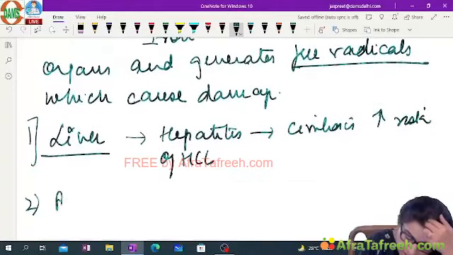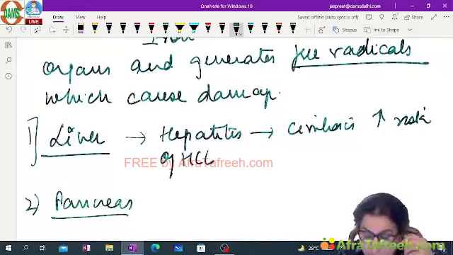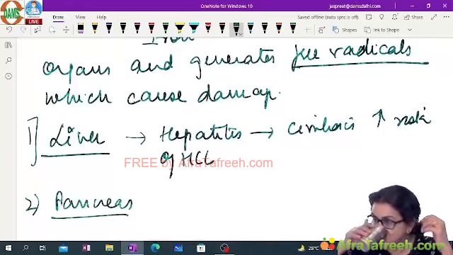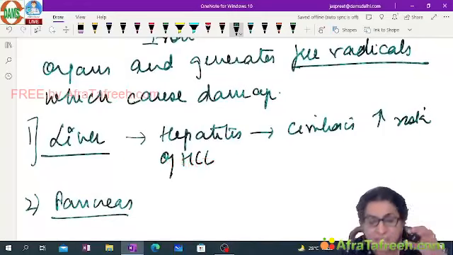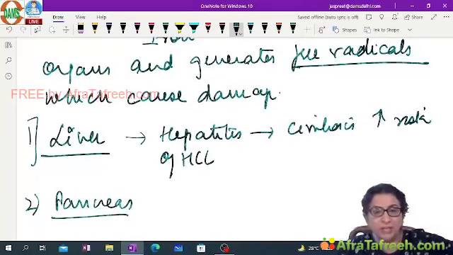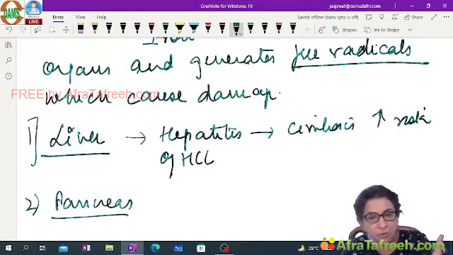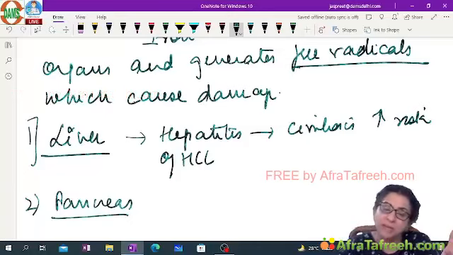Second, iron can deposit in the pancreas also. It can damage the pancreas. Now, the pancreas has two parts, exocrine and endocrine. The exocrine part produces enzymes that help in digestion of food, and an important function of the endocrine pancreas is to produce insulin.